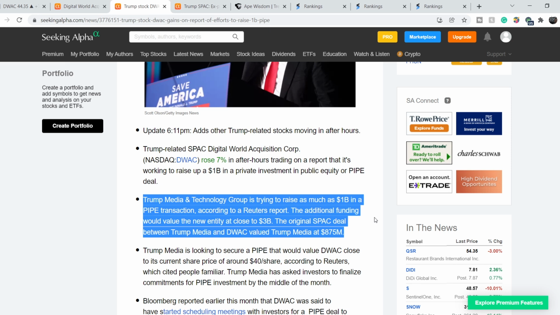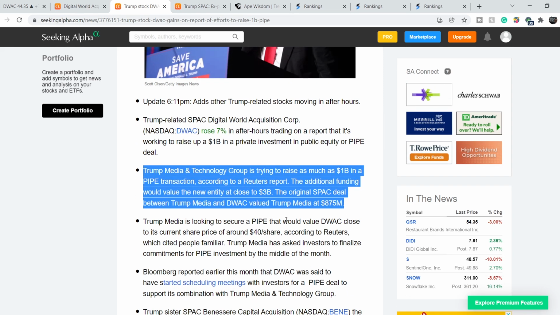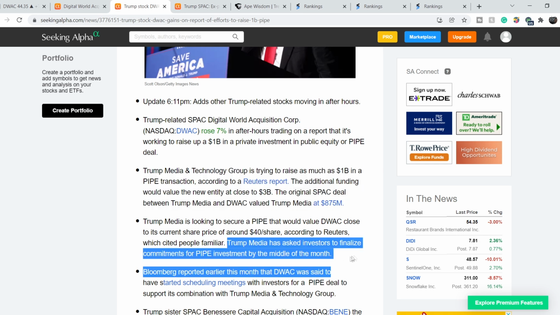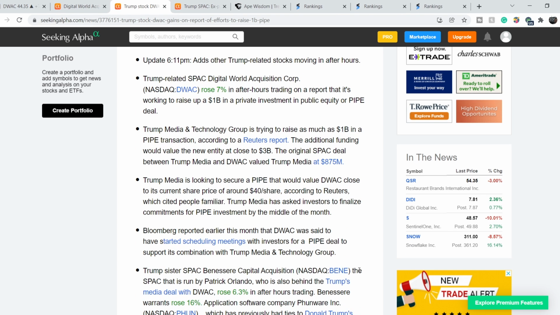The original SPAC deal between Trump Media and DWAC valued Trump Media at $875 million. Trump Media is looking to secure a PIPE that would value DWAC close to its current share price of around $40 per share, according to Reuters, which cited people familiar. Trump Media has asked investors to finalize commitments for the PIPE investment by the middle of the month. Bloomberg reported earlier this month that DWAC was said to have started scheduling meetings with investors for a PIPE deal to support its combination with Trump Media and Technology Group.